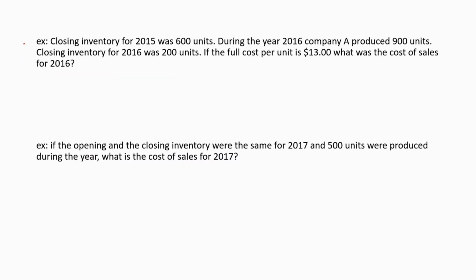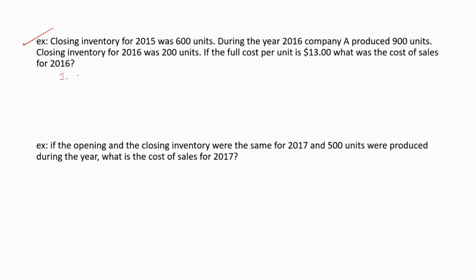Now let's do these examples. Closing inventory for 2015 was 600 units. During the year 2016, Company A produced 900 units. Closing inventory for 2016 was 200 units. If the full cost per unit is $13, what was the cost of sales for 2016? We can calculate the cost of sales either by using the total amount or by calculating the sales units.